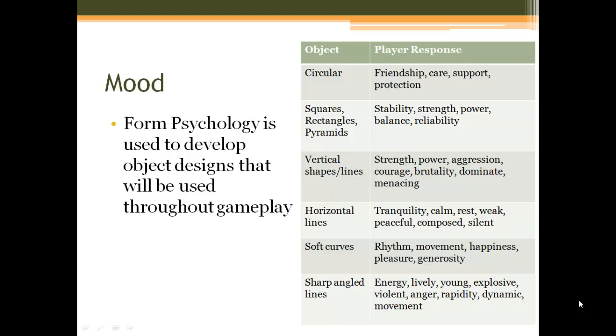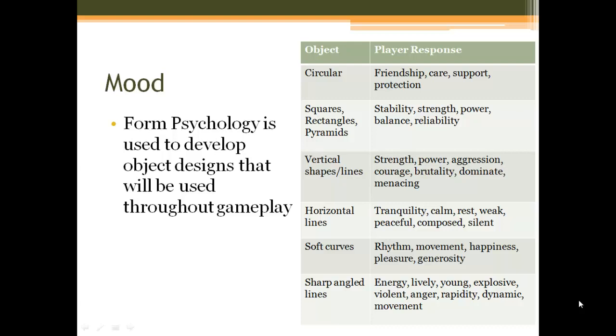Likewise, if you use something such as a square, rectangle, or pyramid, you're building a sense of stability, strength, power, balance, and even reliability. Notice towards the bottom, soft curves give the player an immediate response of rhythm, movement, a sense of happiness, pleasure, and generosity. Whereas sharp angled lines give the player an immediate response of energy, liveliness, youth, explosiveness, violence, anger, rapidity, dynamism, and movement.